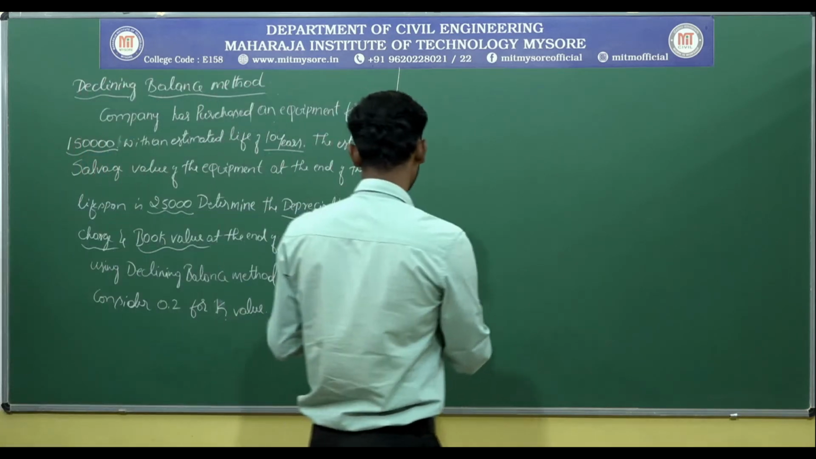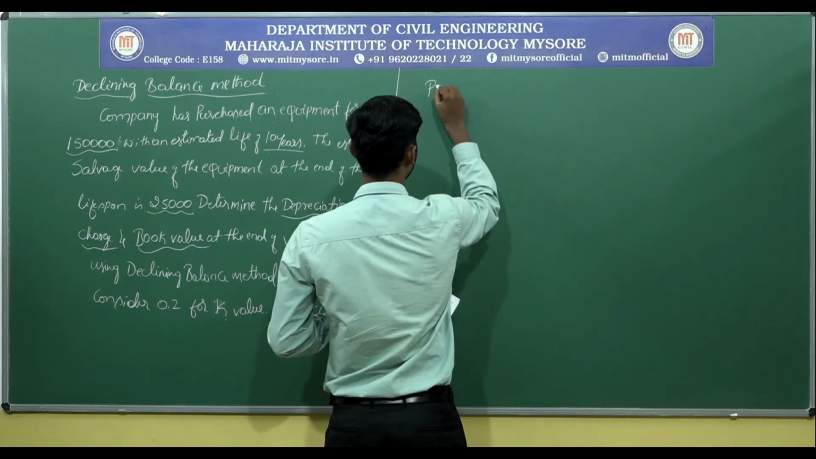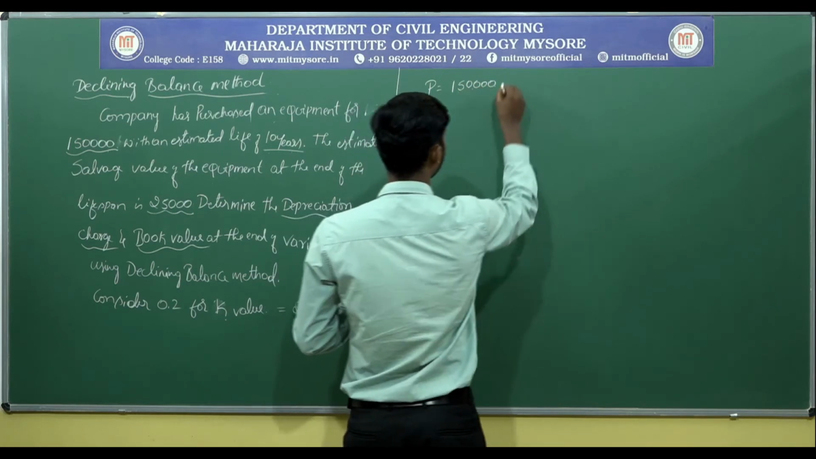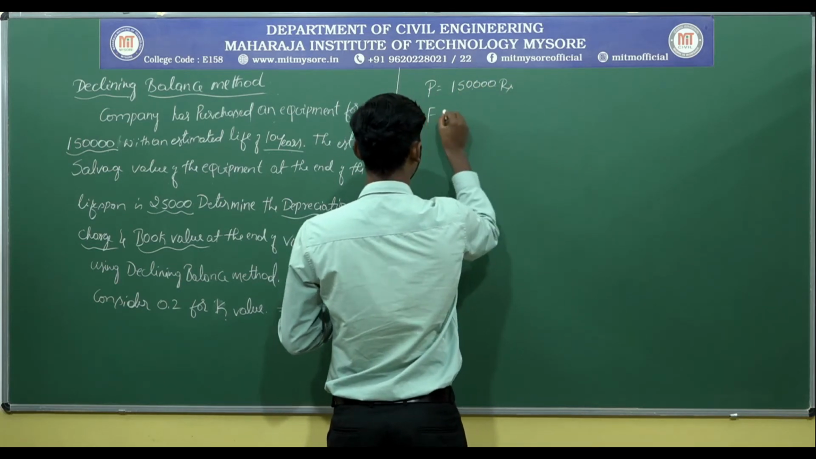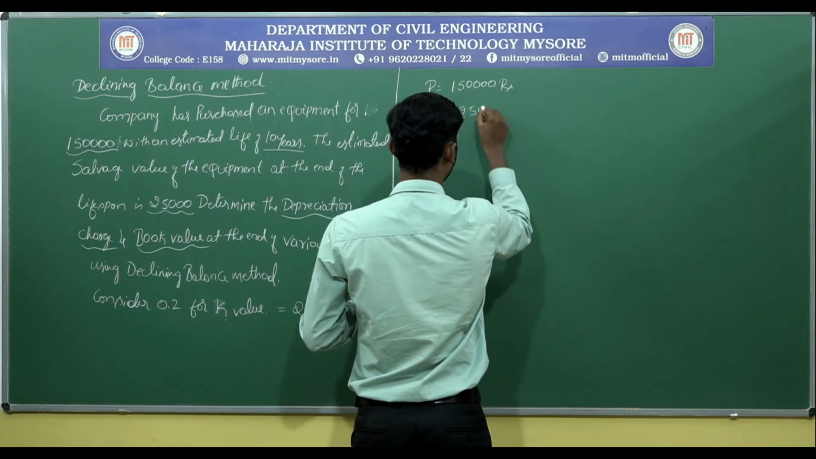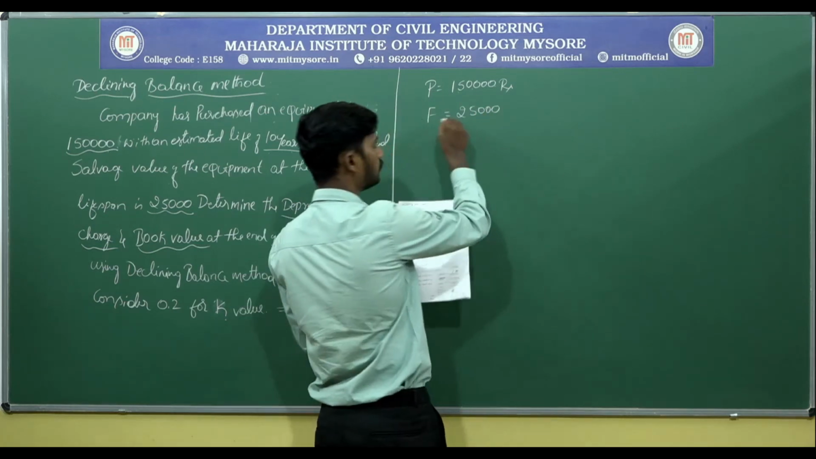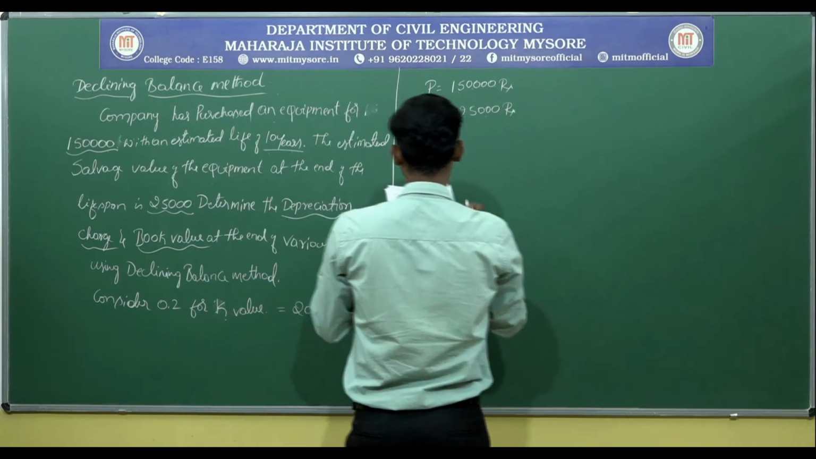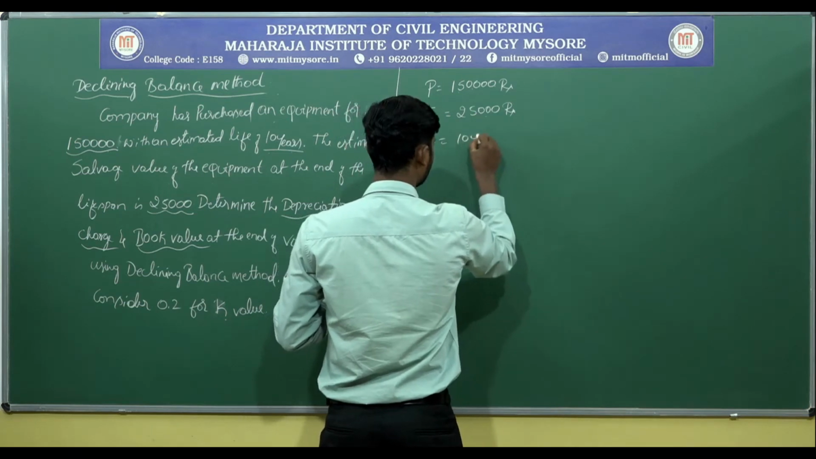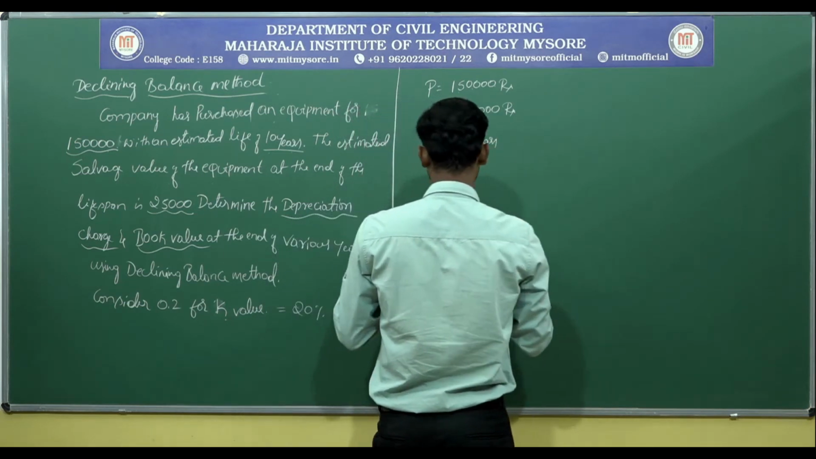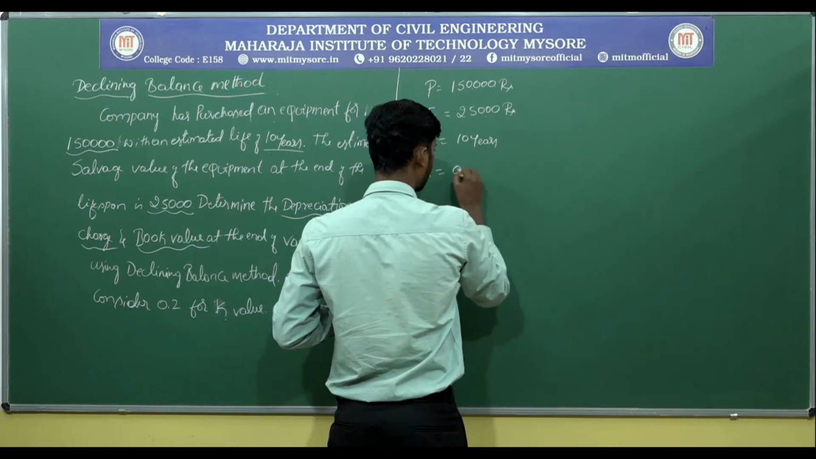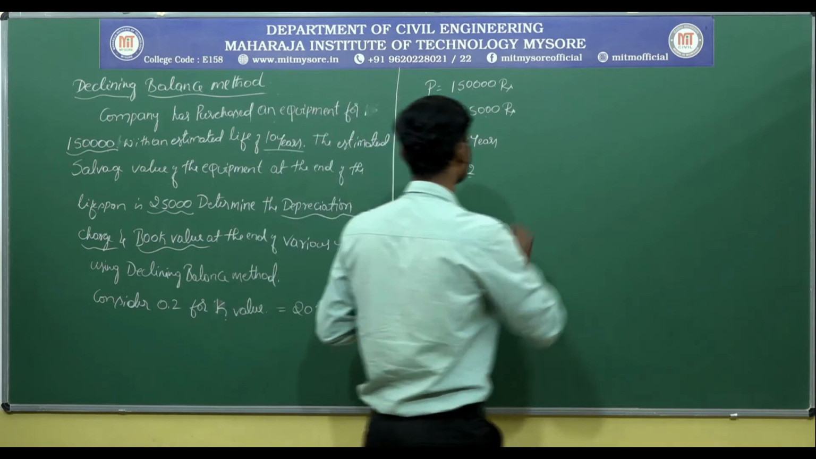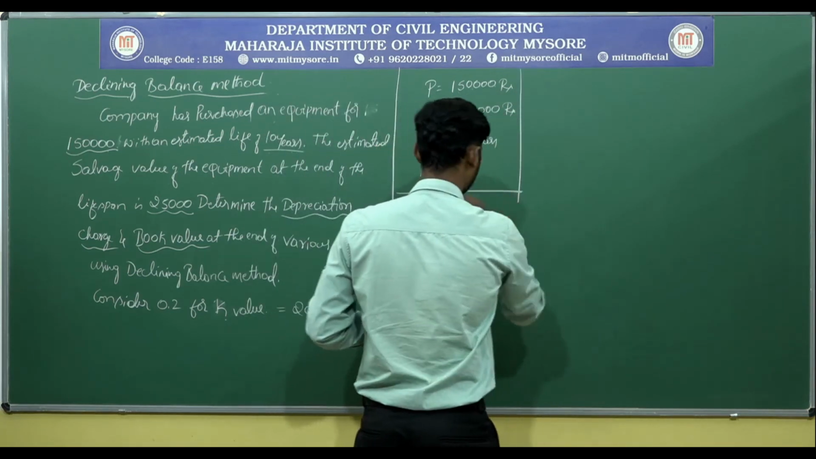Okay. So now let us understand what is given. The initial value, that is P, is given as 1,50,000 rupees. Next, F, salvage value, is given as 25,000 rupees. And next, N is equal to 10 years, number of years, and constant K is given as 0.2, that means 20% depreciation. Okay, these are the information provided.